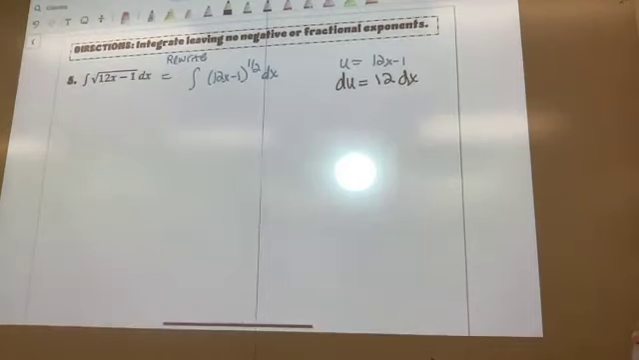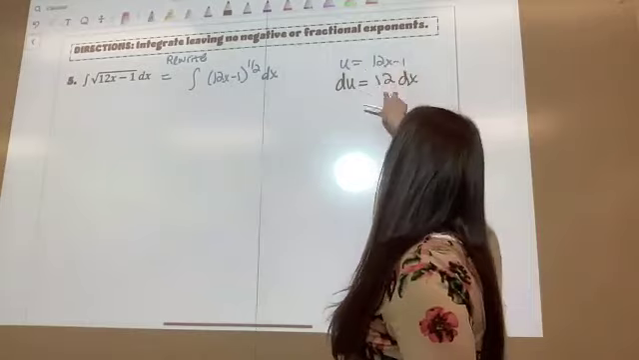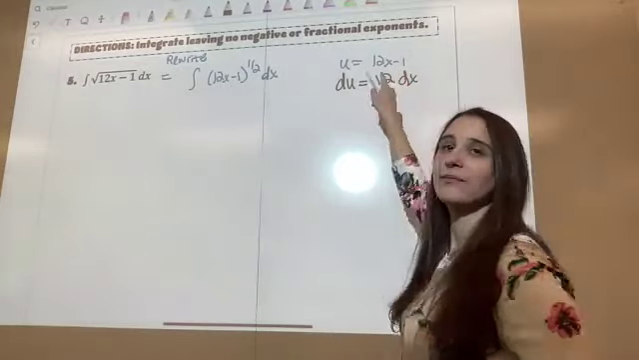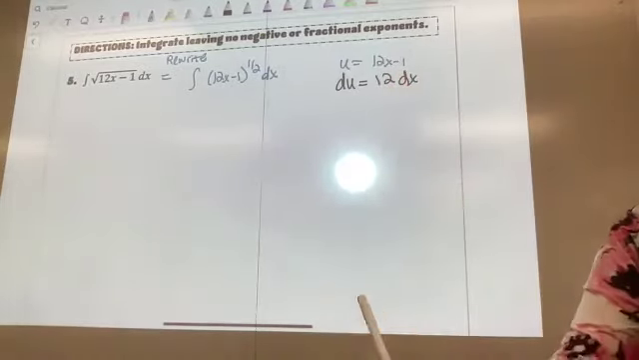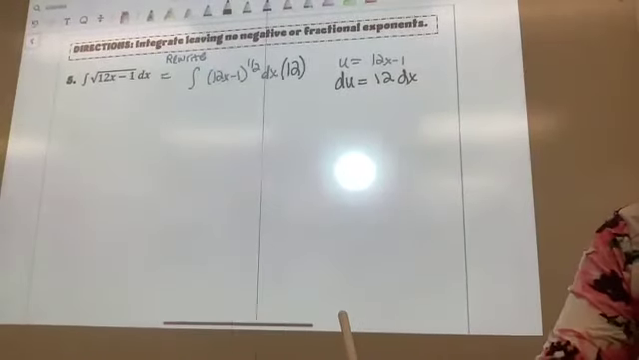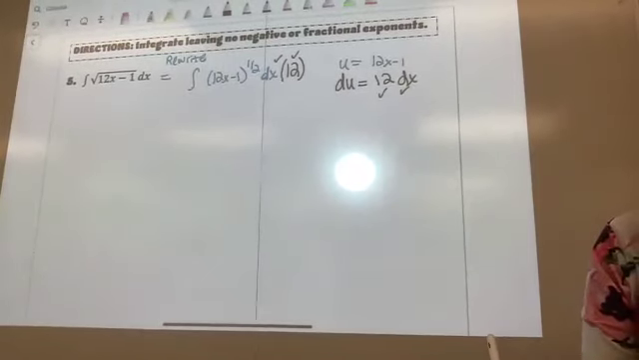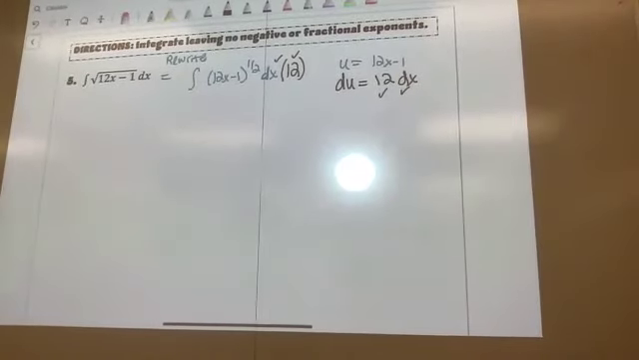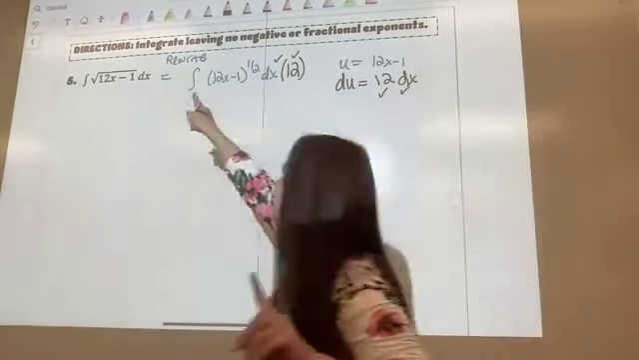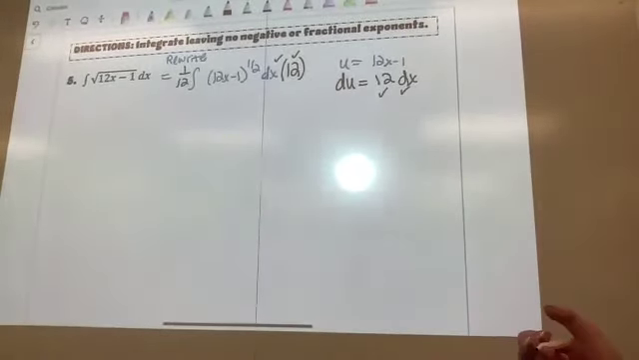Okay, so do I have everything I need? No, not quite. Do I have a 12 on the outside? I have a u. I have my dx. I don't have a 12, right? So I got to factor in the 12. Watch this. If I multiply by 12, I now have 12 dx, right? But what do I need to do? If I multiply by 12, you better multiply by 1/12. Where does it go? Outside of the integral. 1/12.